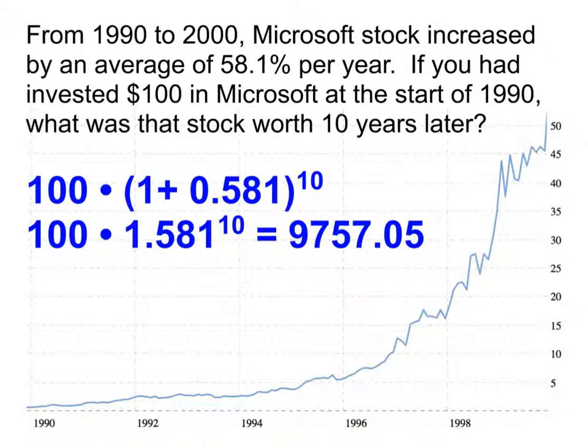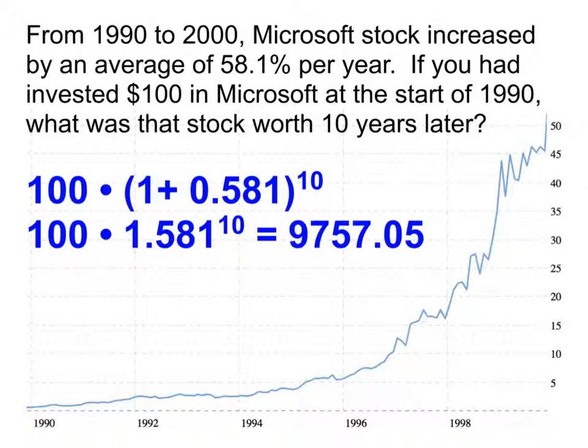Now, if you do that calculation correctly, you're going to start by adding the numbers inside the parentheses. So we get 1.581, and we're going to do that to the power of 10. Then multiply it by 100, and we get $9,757.05. So we gave up $100, and we got back almost $10,000. Nice. This is a good deal, right?